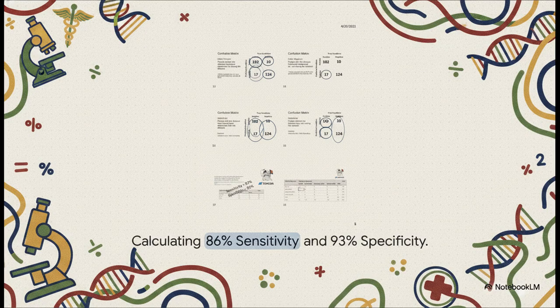To find sensitivity, we take those 102 true positives, and we divide them by all 119 people who actually had the disease. That gives us an 86% sensitivity. Not bad at all. Now for specificity. We take the 124 true negatives and divide them by all 134 people who are actually healthy. That gives us a 93% specificity. And boom, just by organizing the data, we now know exactly how much to trust this test.